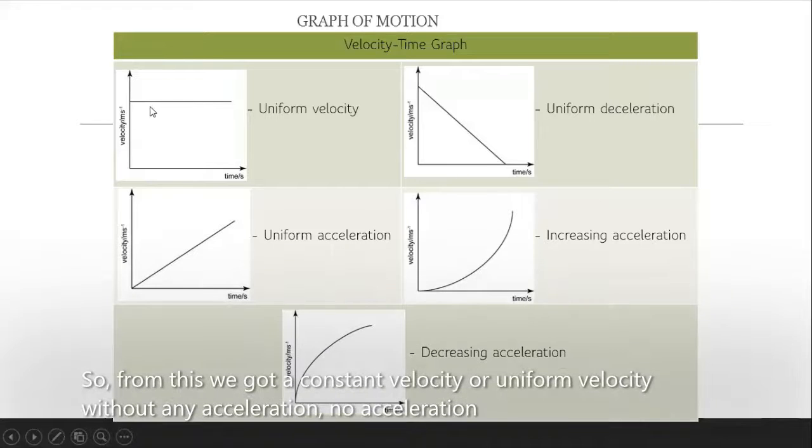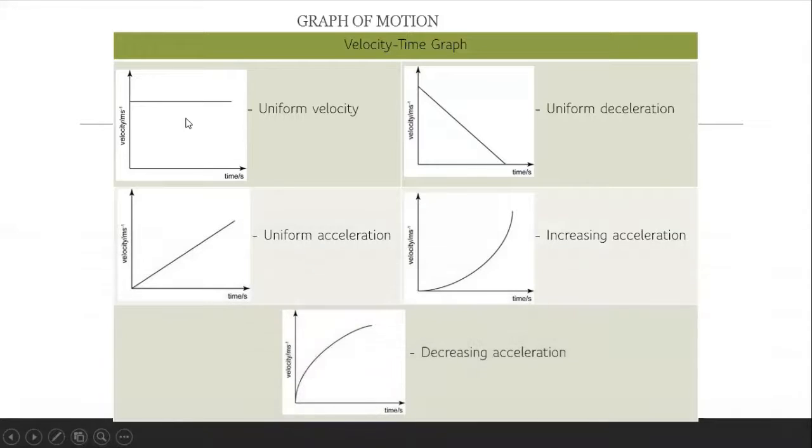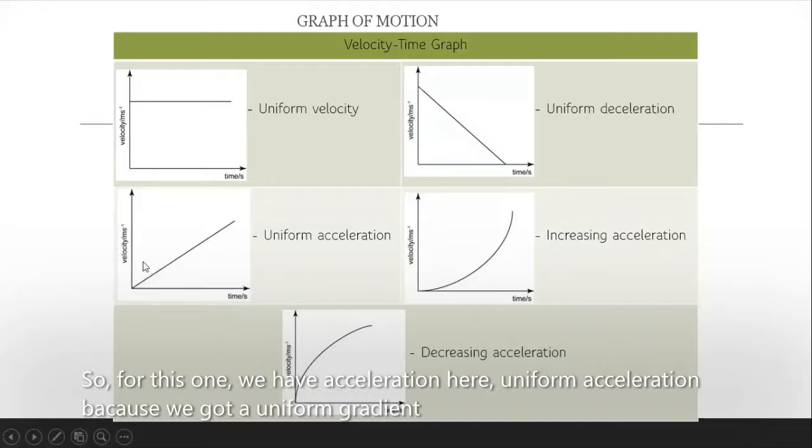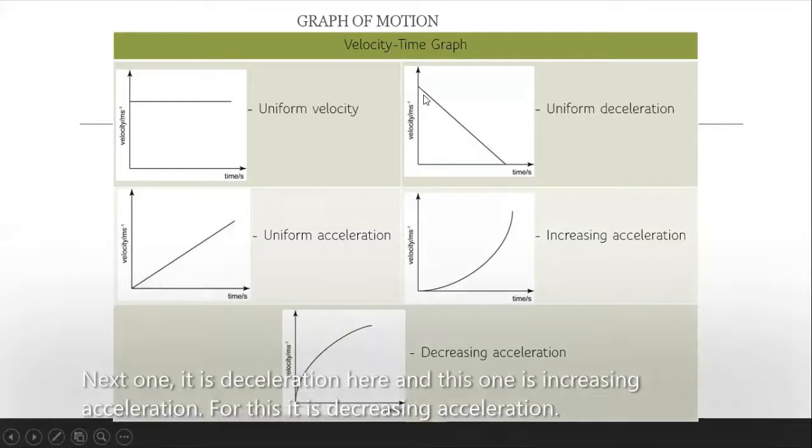So for this, we got the constant velocity. This one is constant, or uniform velocity, without any acceleration, no acceleration here. So for this one, we have uniform acceleration, because we got a uniform gradient. Next one is also deceleration here, and this one is the increasing acceleration, and for this one, decreasing acceleration. As simple as that.